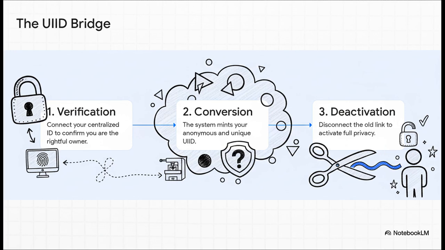Step 1, you establish a connection. You just link your old centralized ID one time to prove you're the real owner. Step 2, you create your UID. The system generates a brand new, unique and anonymous identity just for you. Then, the final step, you activate your privacy by disconnecting that old link. From that point on, your UID is completely independent.